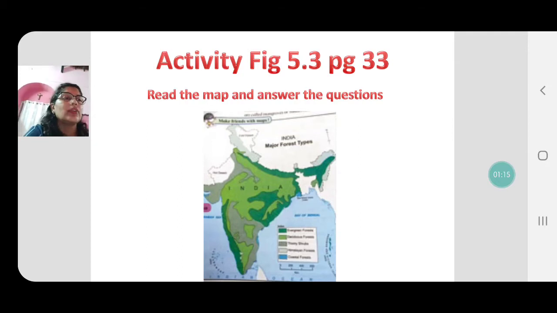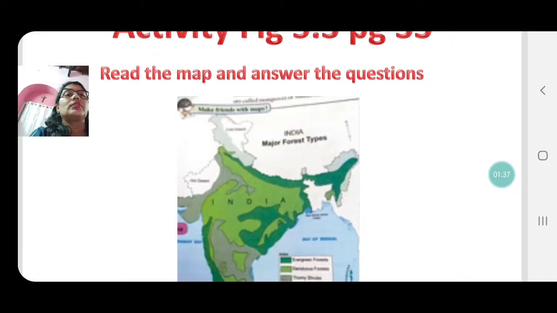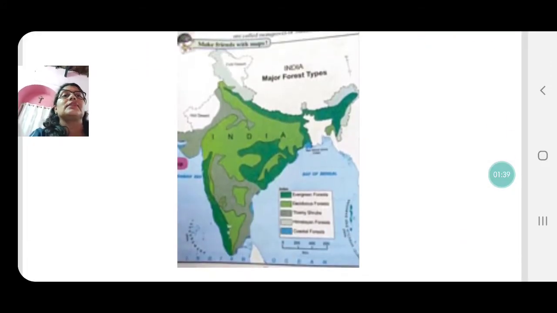The dark green represents evergreen forests. The lighter green, the deciduous forest. The thorny and shrubby is shown with the grey color. And Himalayan forest in white, in the cold deserts. And the coastal forest, the coastal regions are shown in blue. If I could blow it up a little bit, yes. Now there are a few questions which we need to answer.